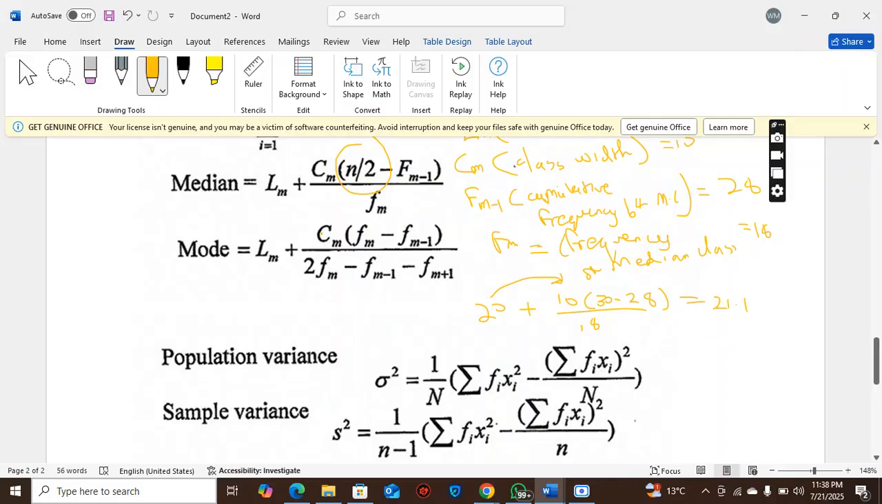Here again, CM is the class width, LM the lower limit. Now this FM minus 1 is just the frequency, not the cumulative frequency, the frequency before the modal class. Write this down on your paper so that you do not forget. The worst case scenario is that for the mode you go to the cumulative frequency. FM minus 1 is just the frequency before the modal class.